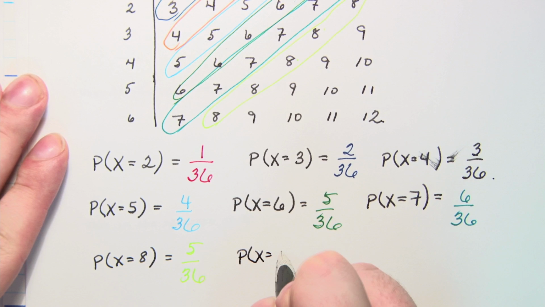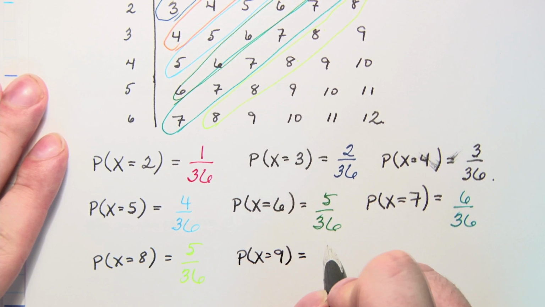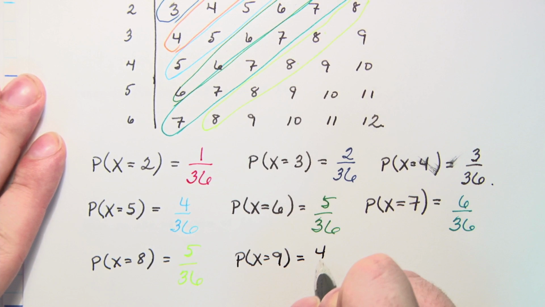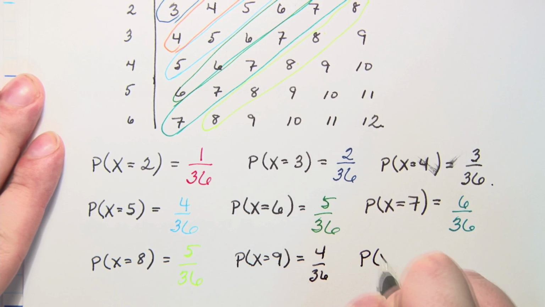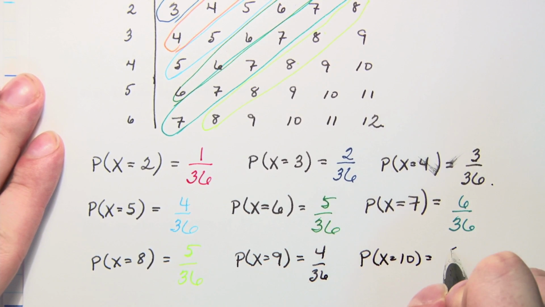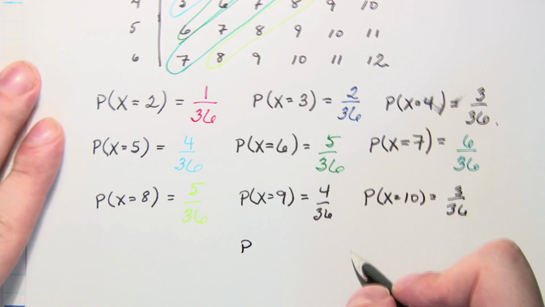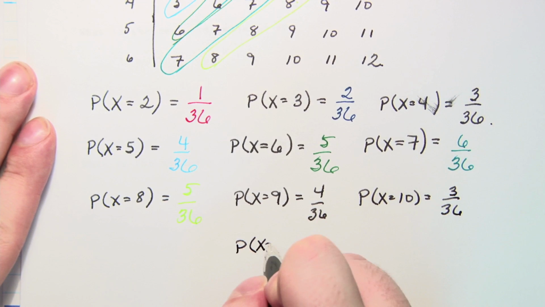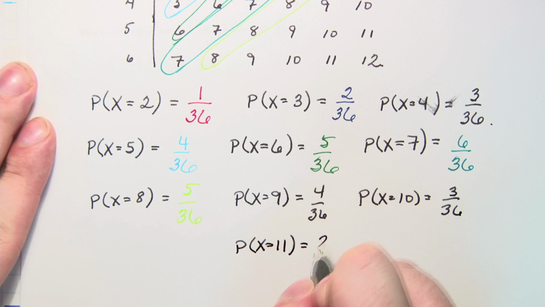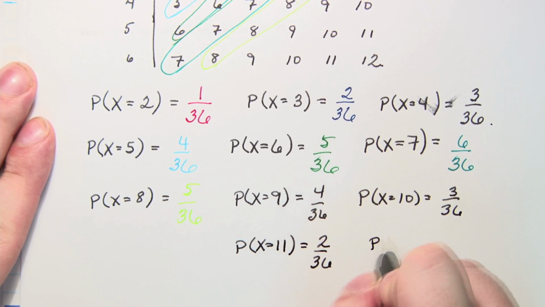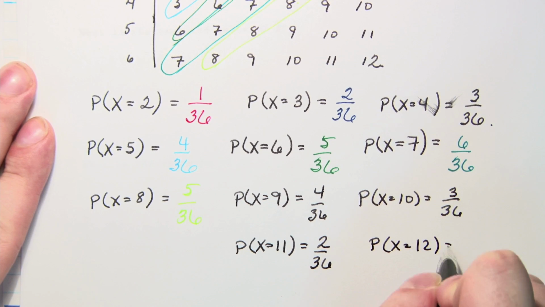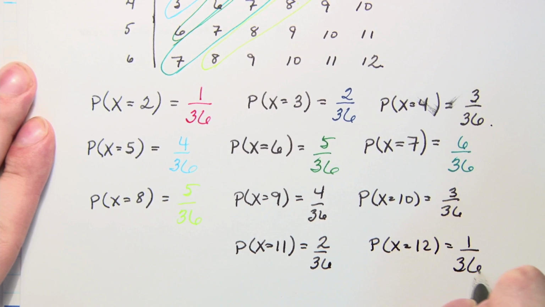I'm going to finish this up so that I have the probability of X equals 9. That is 1, 2, 3, 4 over 36. The probability of X equals 10 is 3 over 36. The probability of X equals 11 is 2 over 36. Lastly, X equals 12 is 1 over 36.